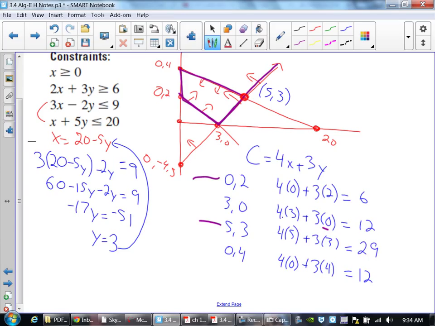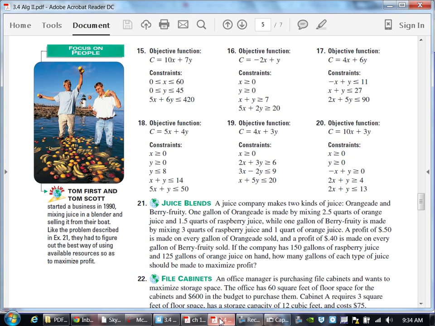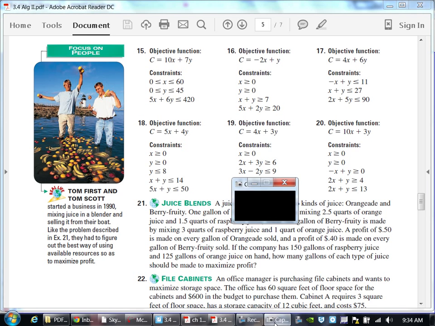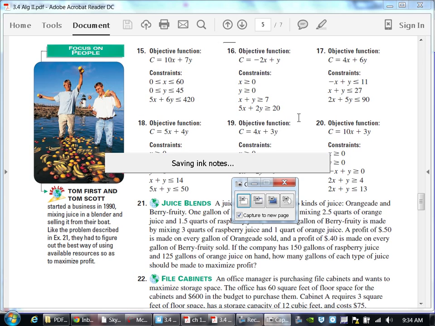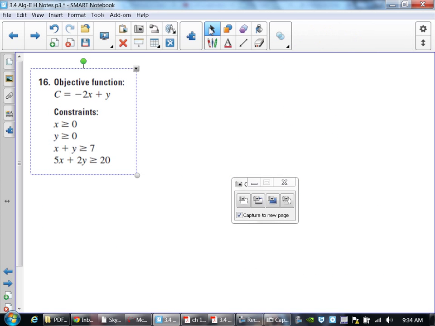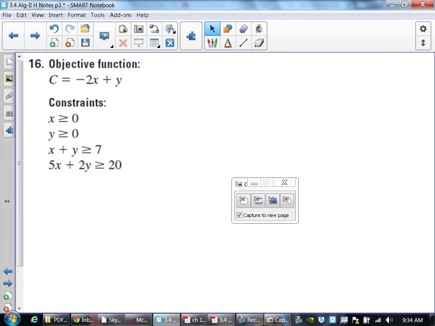What was the other one you looked at? 16. Did 16 have the weird fraction also, or was this the only one that had a fraction? 16, I didn't know what to do, because you just shade opposite. Can we go back to the other one real quick? Just a few seconds. Mr. Murphy? Can you go back really quick, just like 2 seconds?